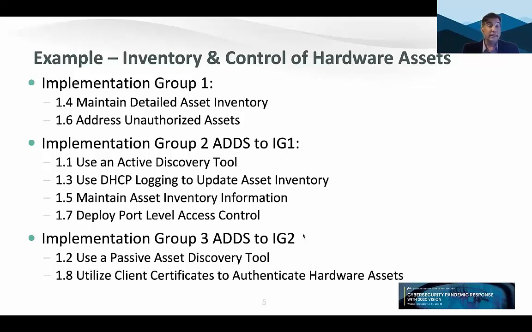Now, as you step up in maturity of your organization, you might go from manual types of checks to automated types of checking, and that's where you see in Group 2, implementation Group 2 is recommended by CIS that you use an active discovery tool that automatically probes your network for you. I'll talk a little bit more about some of these additional automated tools, but you enable DHCP logging to update your asset inventory as your devices are moving. And you maintain your asset inventory information, and you deploy port-level access controls.